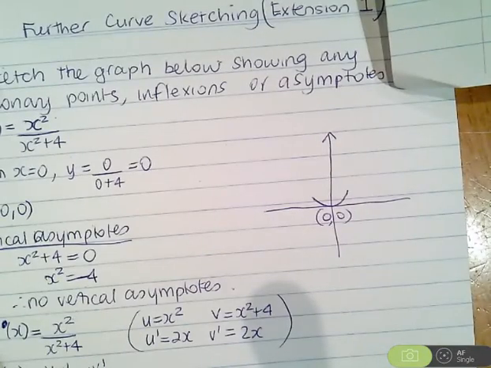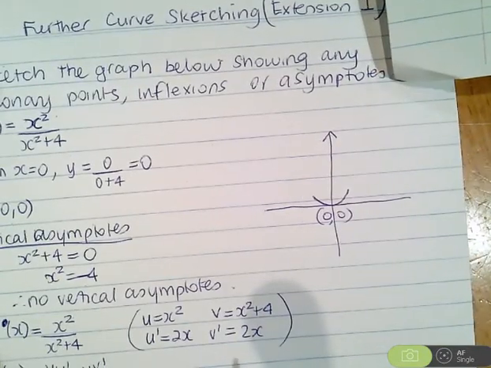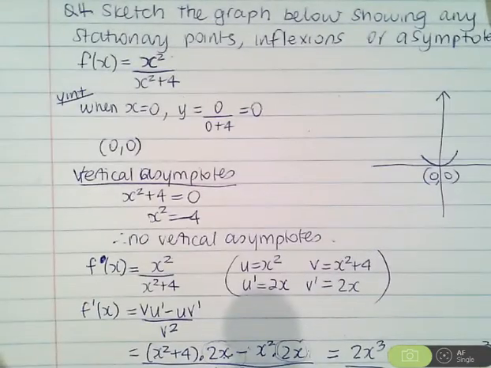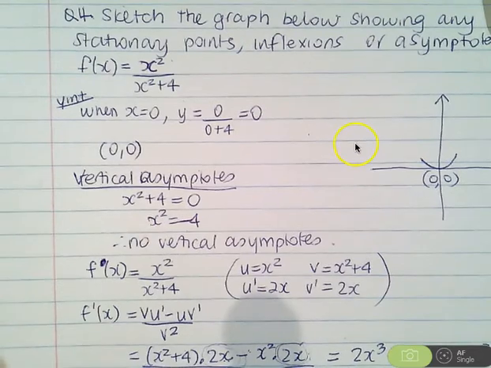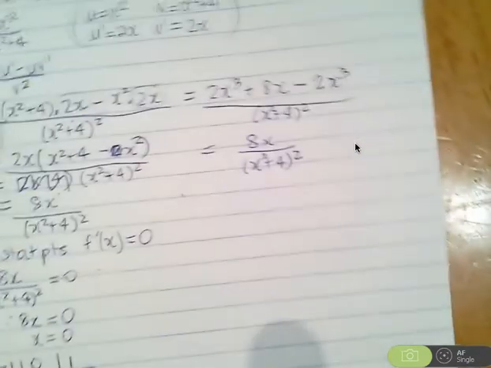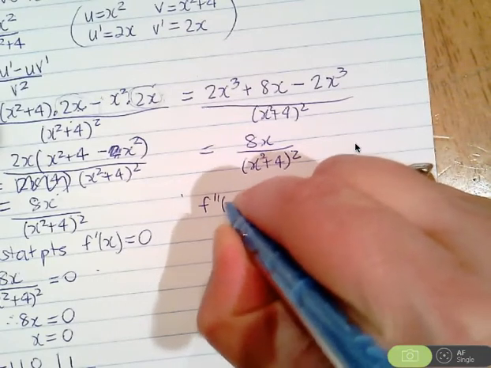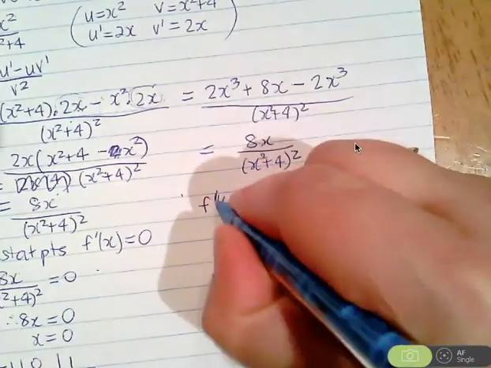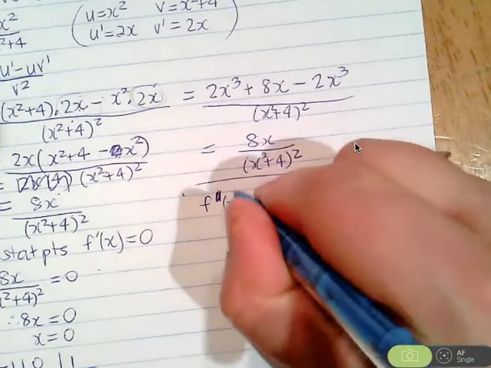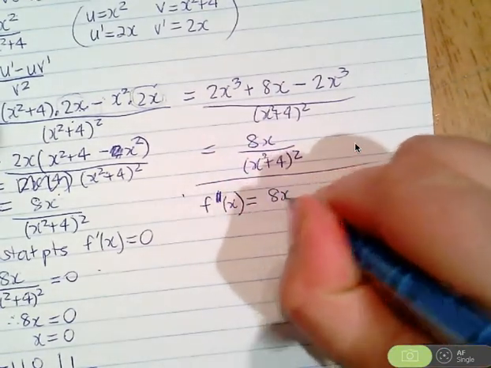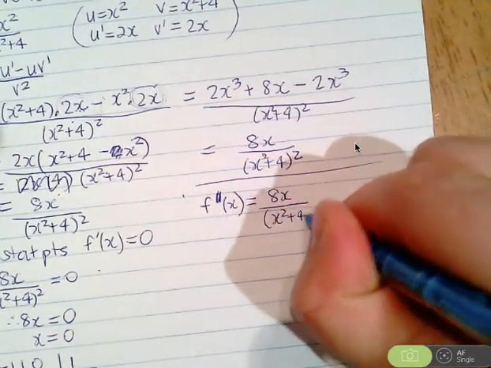Now we need to see if we've got any inflections. So you know what? We are probably going to have to do that second derivative. Let me just go back and look at the question again. And no, we do have to find the inflection. So off we go with the second derivative. Now before I do that, I'll just write out my first derivative. So f dashed x is 8x over x squared plus 4 squared.